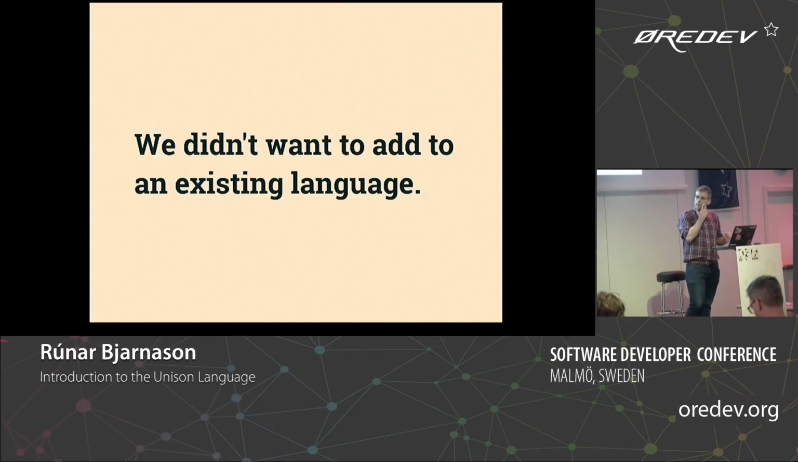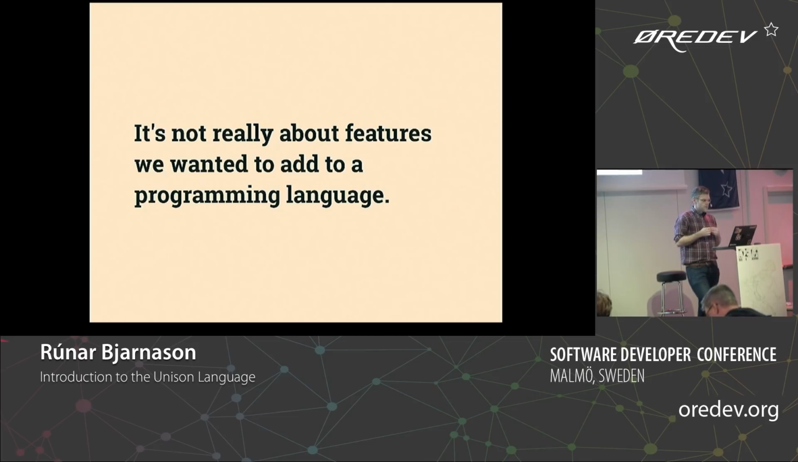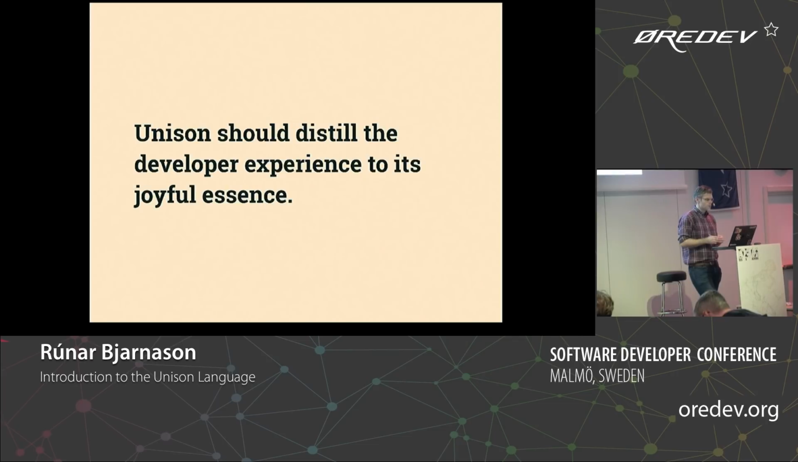So then again, why are we making a new language, instead of adding to, for instance, Haskell or an extinct language? I think it's this stuff about names that we can't really implement. But more than that, I think Unison is not so much about features that we want to add to the developer experience. It's really about what we want to remove. We want to take away from the developer experience and strip away the non-essential, the frustrating, all the friction, and just distill programming to the joyful essence that it was always meant to be.